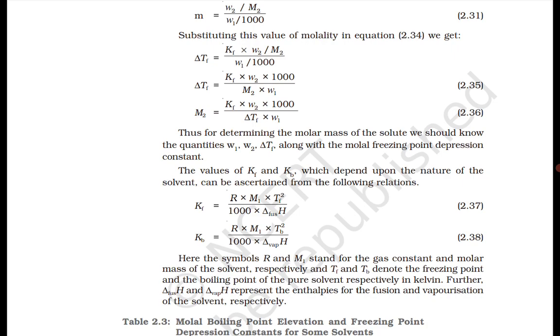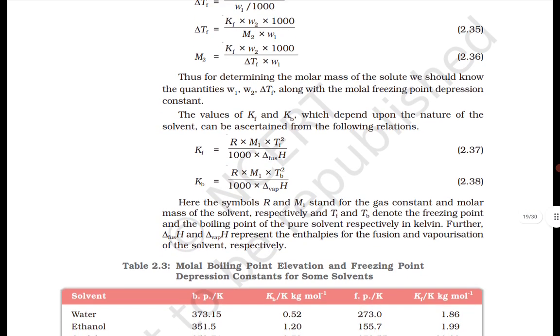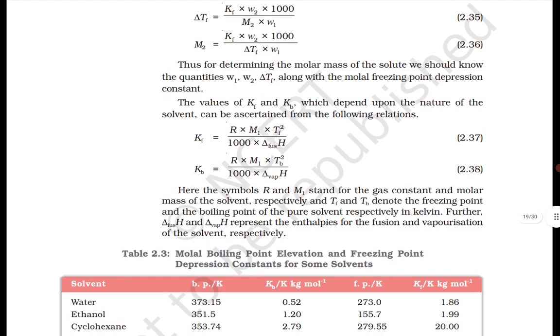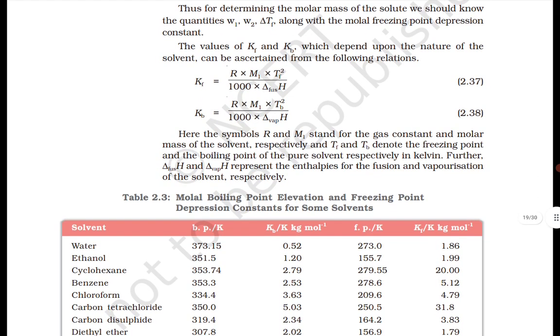Substituting this value of molality in equation 2.34, we get ΔTf = Kf × (W2/M2) / (W1/1000), so ΔTf = Kf × W2 × 1000 / (M2 × W1), equation 2.35. Therefore, M2 = Kf × W2 × 1000 / (ΔTf × W1), equation 2.36. Thus, for determining the molar mass of the solute, we should know the quantities W1, W2, ΔTf along with the molar freezing point depression constant.